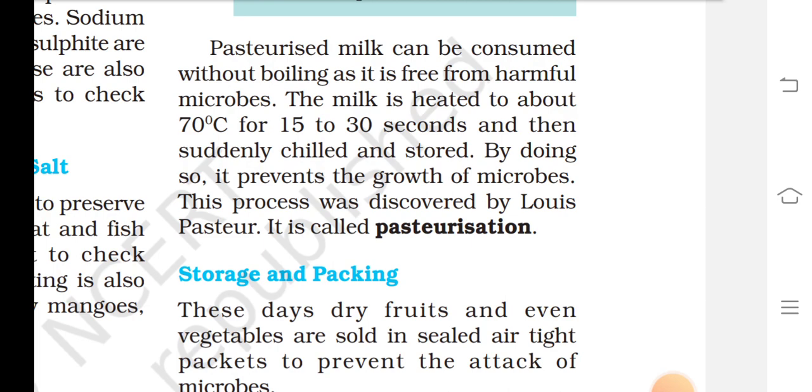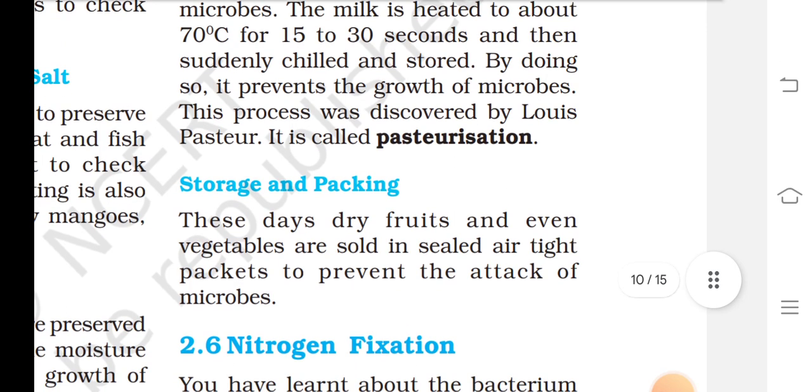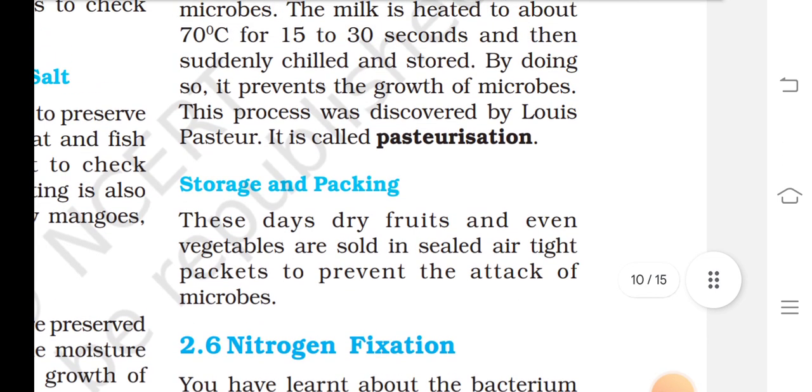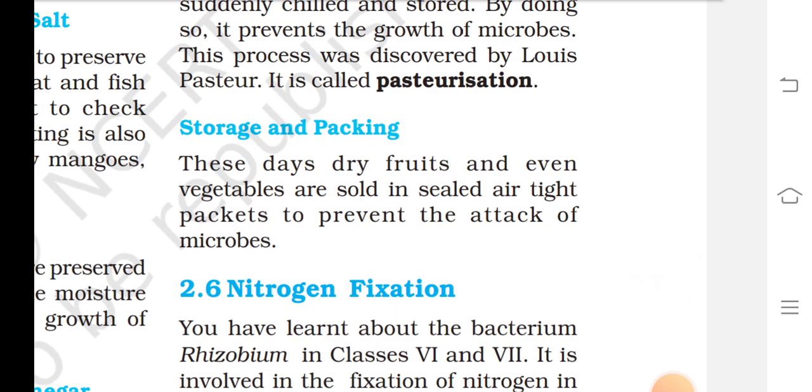The milk is heated to about 70 degrees Celsius for 15 to 30 seconds and then suddenly chilled and stored. By doing so, it prevents the growth of microbes. This process was discovered by Louis Pasteur. It is called pasteurization. Storage and packaging.